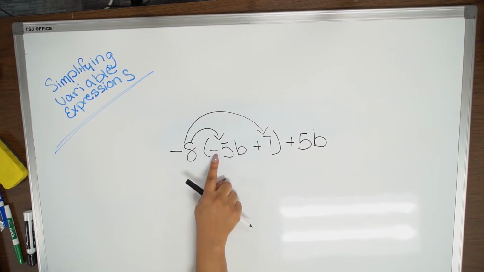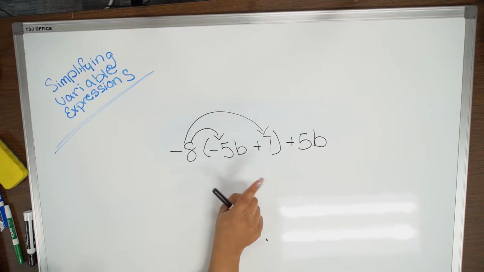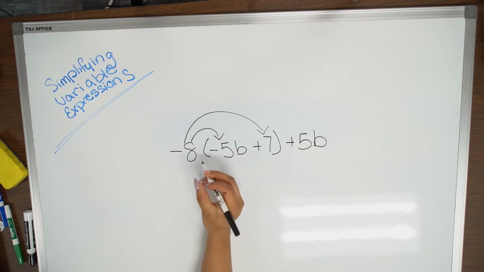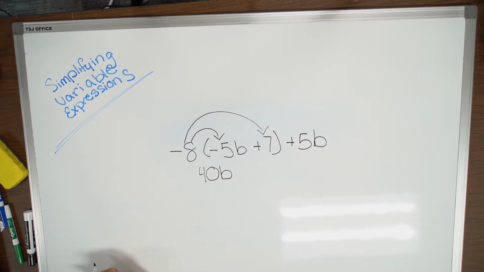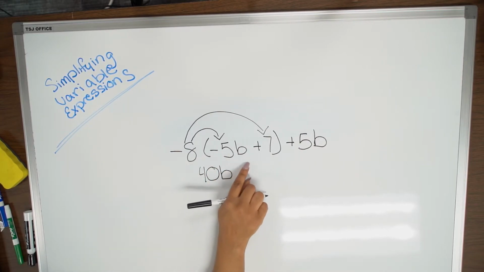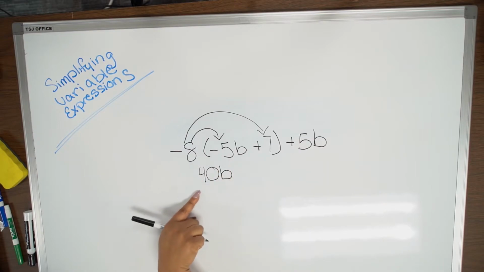Now a negative times a negative is a positive. Then 8 times 5 is 40. And then we have b, because we didn't do anything to get rid of the b, so it's still b. Okay? So that is 40b.